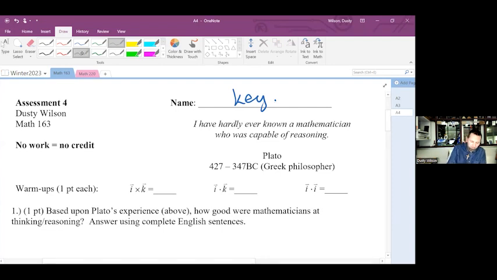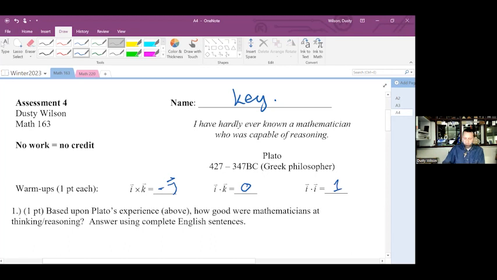So the warm-ups are I cross K. This is a repeat from the last assessment, and it's minus J. I dot K, these are perpendicular to each other, so the dot product is 0. And I dot I, these are in the same direction and both unit vectors, so the length is 1.